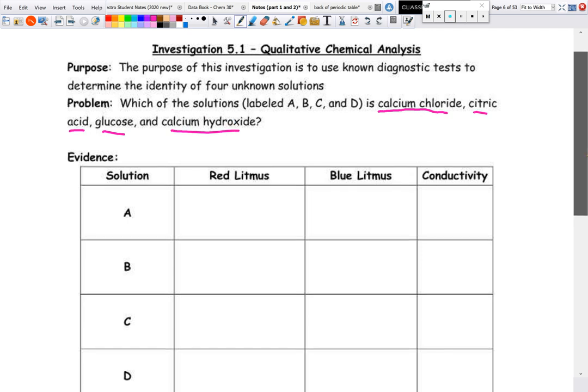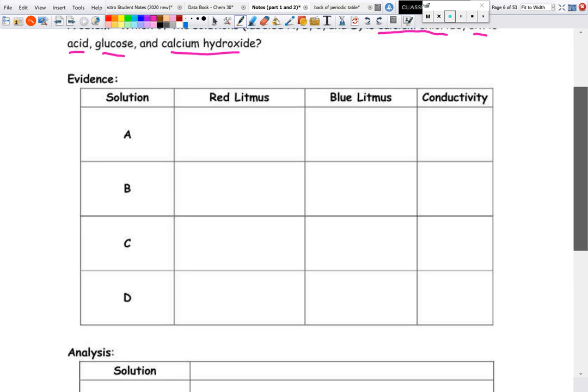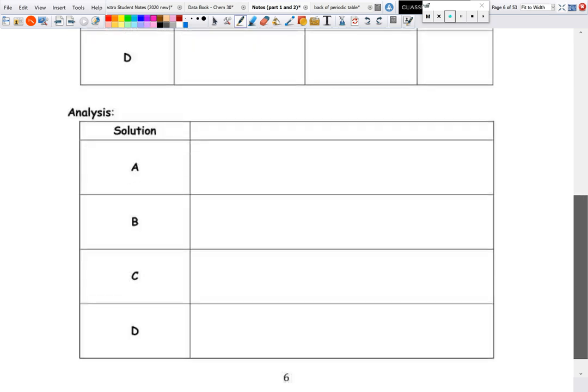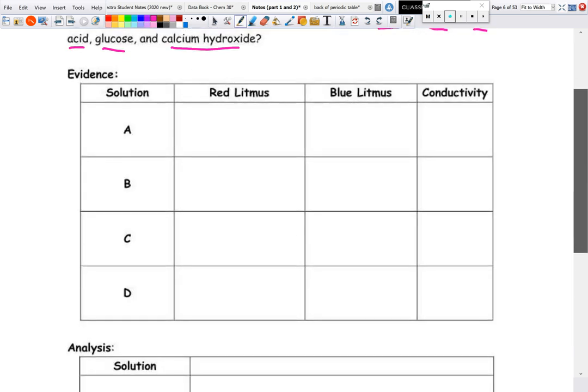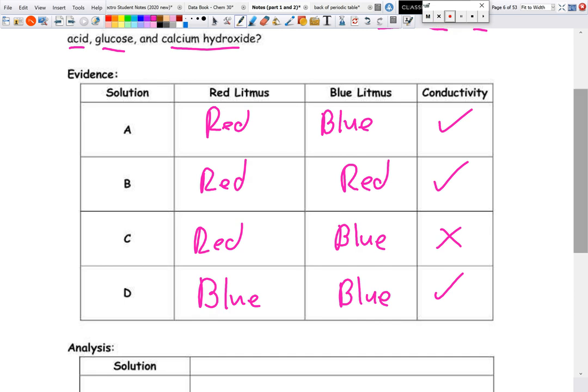So what we're going to do here instead is I'm going to give you the evidence, and then I'm going to want you to figure out based on these what the solution should be. Okay? So the evidence is, actually I'll just fill it in right now for you. And here are the results of our solution.